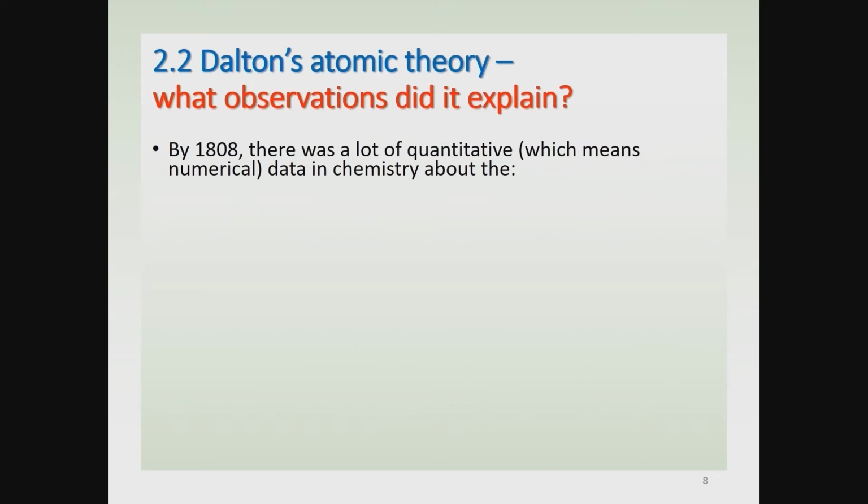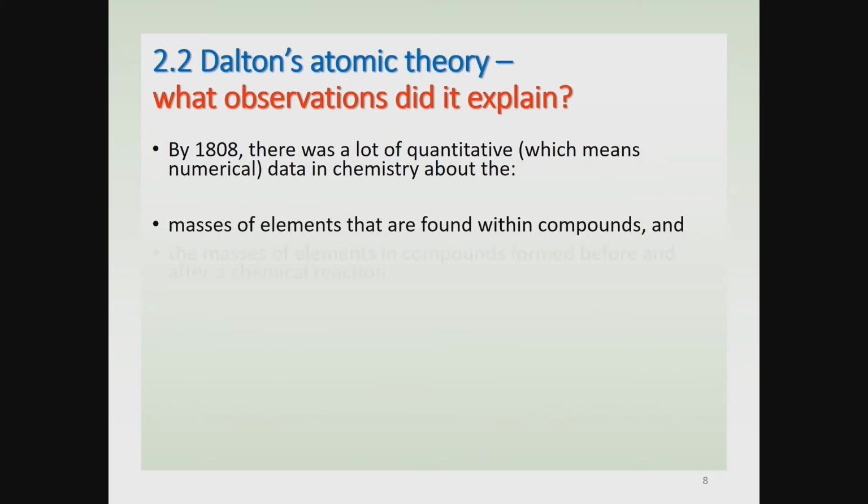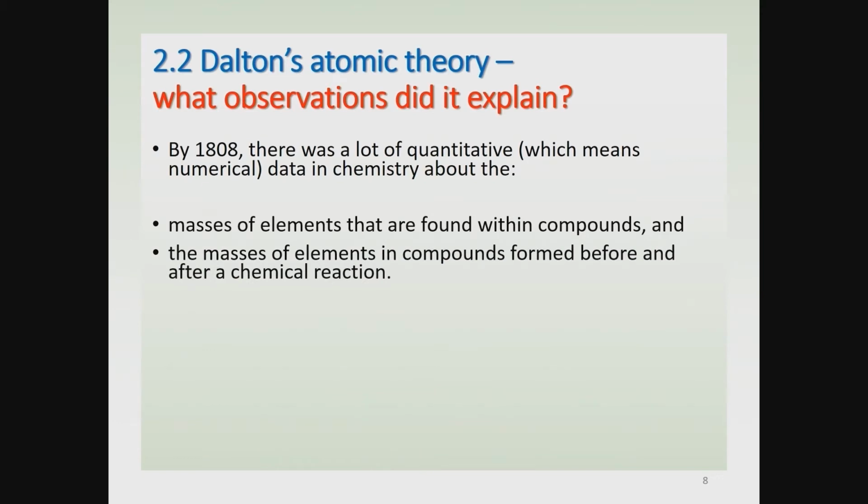So by the time John Dalton developed his theory in 1808, there was a lot of quantitative data in chemistry. And so very importantly, at that time, we knew that there were a lot of different compounds out there, but we also knew what masses of elements were in the compound. So that was very important. And another thing we knew is the masses of compounds before a reaction and after the reaction, so we were able to compare those two.